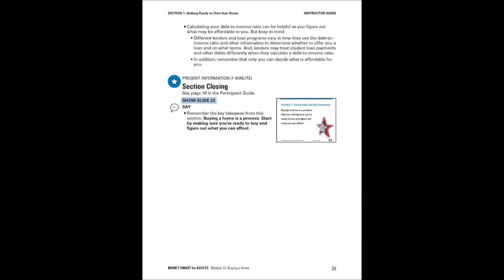So as we close this particular section, where we see the actual key takeaway: buying a home is a process. Start by making sure you're ready to buy and figure out what you can afford.